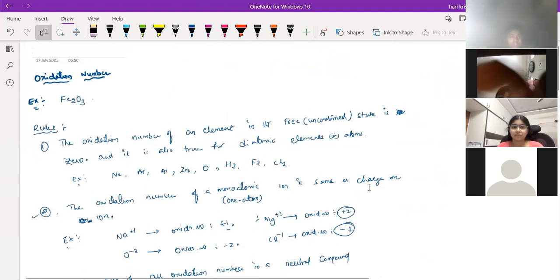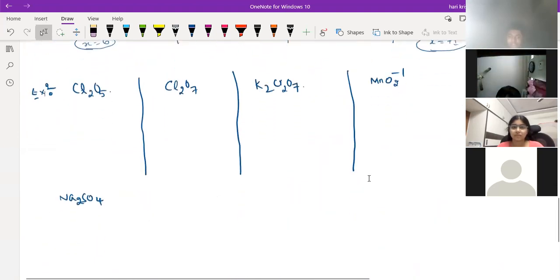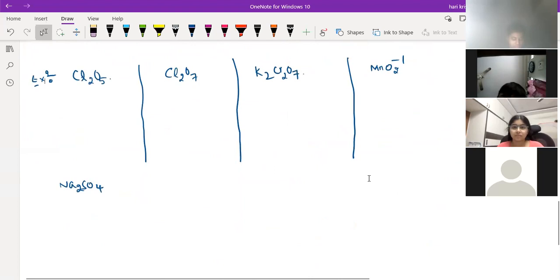So last one. Na2SO4. And one more thing. In the first case, you have to find out for chlorine. Second case also chlorine. Third case, you have to find out for chromium. Fourth case, you have to find out for the manganese. And the fifth case, you have to find out for the sulfur.